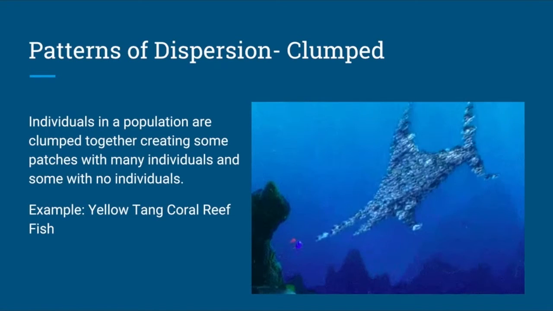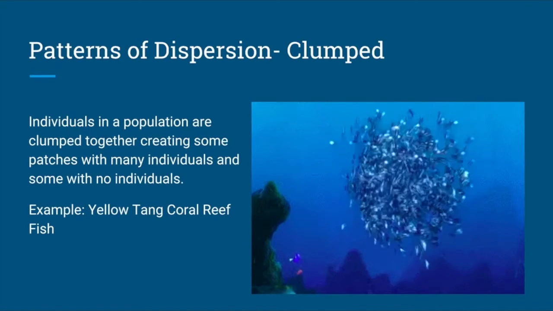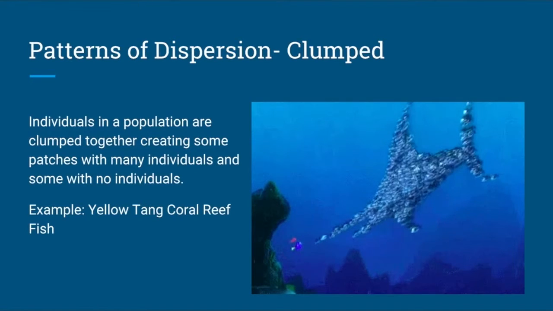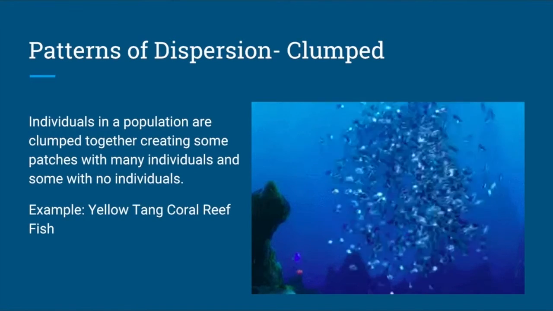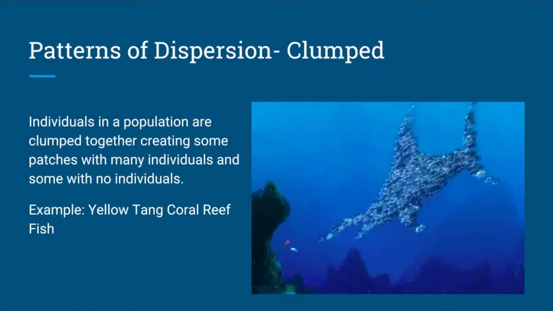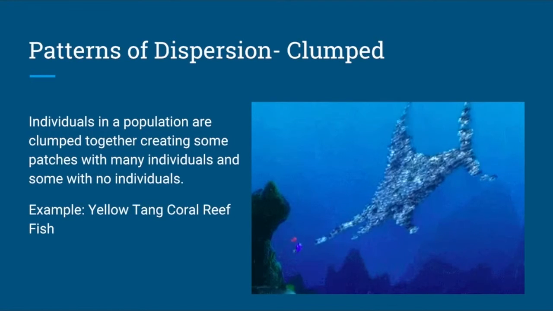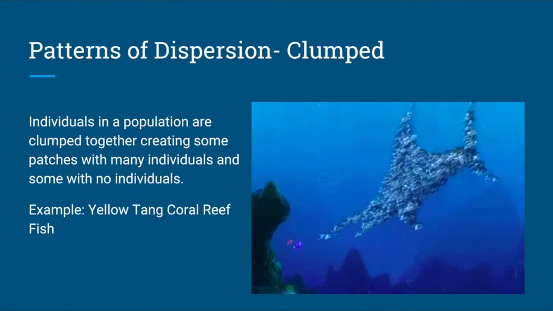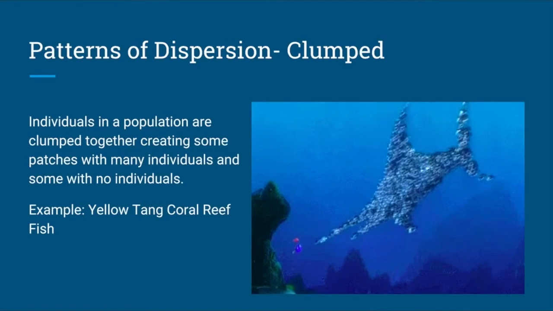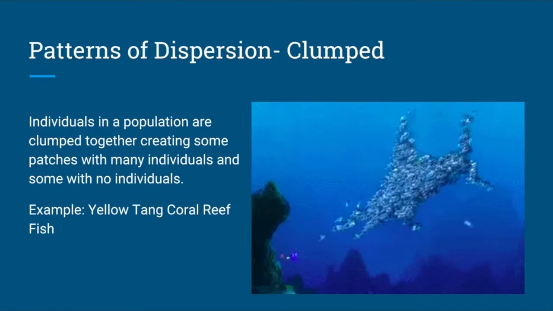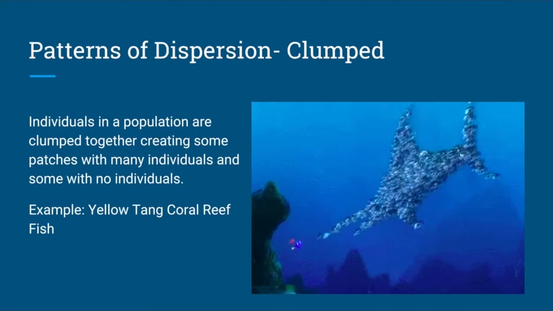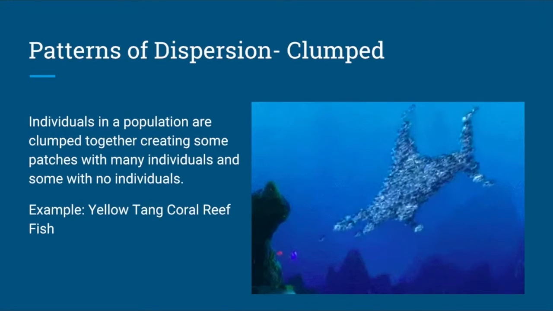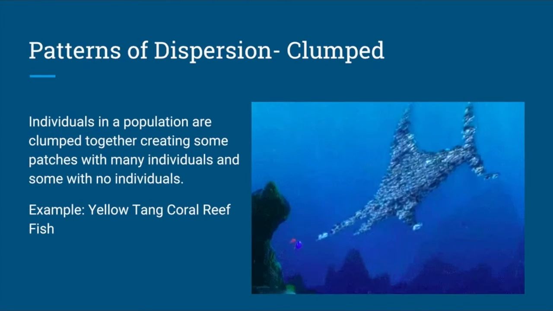This is an example of a clumped pattern of dispersion. A clumped pattern of dispersion means that individuals in a population are clumped together, creating some patches with many individuals and some with no individuals. For example, the yellow tang coral reef fish is an example of a clumped pattern of dispersion. The yellow tang fish are located in many coral reefs and travel in schools or in clusters of individuals of that population. This active traveling with other individuals provides a way of protection from predators due to their massive school size.